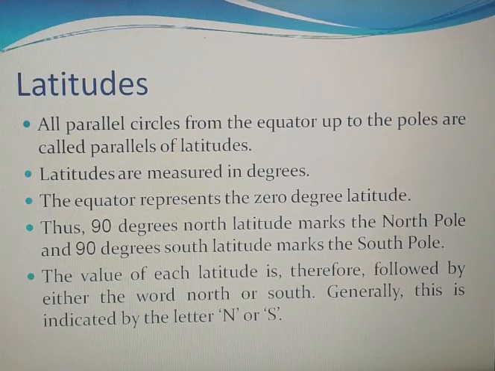This is the definition of latitude. A parallel circle from the equator up to the pole is called a parallel of latitude. I will explain this later with a diagram. Latitudes are measured in degrees.